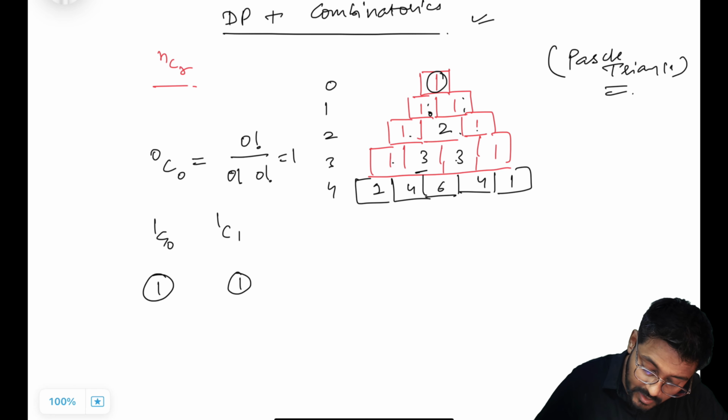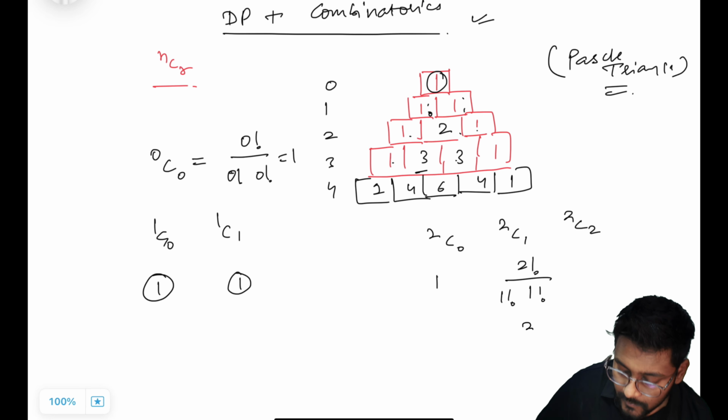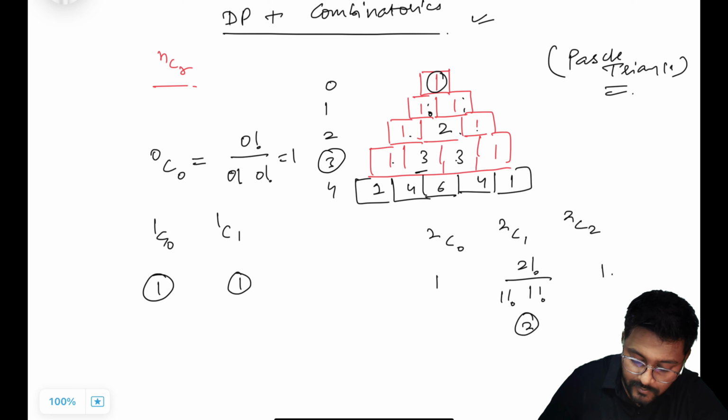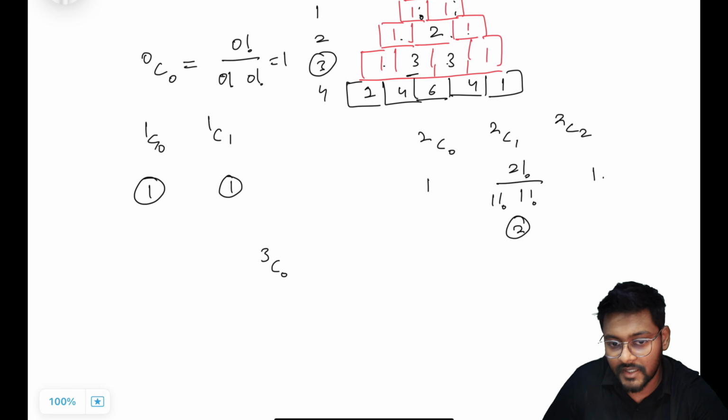Third row is 2C0, 2C1, 2C2. What is 2C0? That is 1. 2C1 is 2 factorial divided by 1 factorial into 1 factorial. That is 2. And 2C2 is 1. What is the next row? The next row is 3C0, 3C1, 3C2, 3C3.